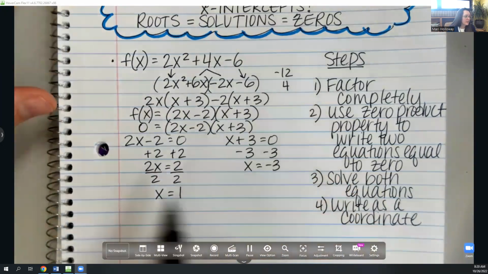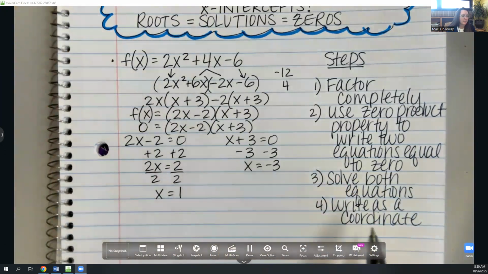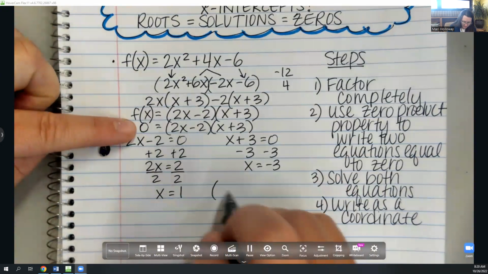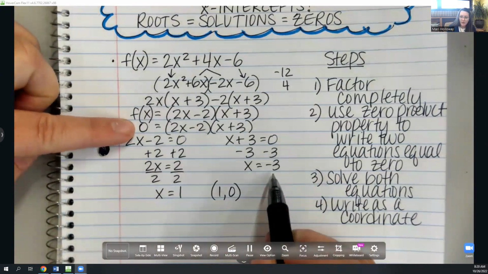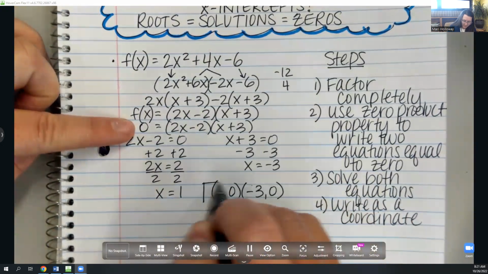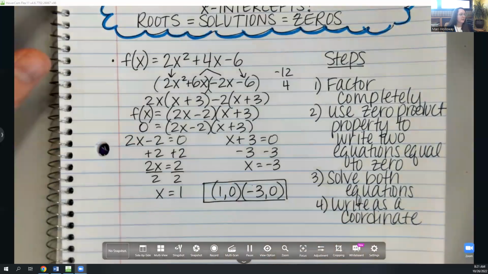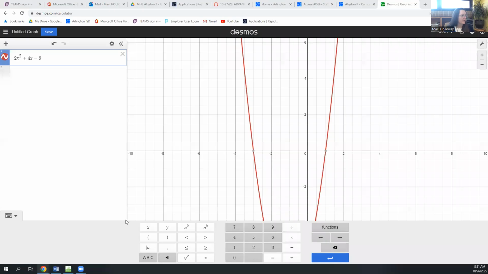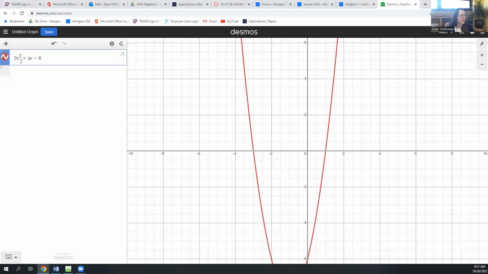So my solution is not just x equals 1 and x equals negative 3, but I'm going to write it as a coordinate. So when y is 0, x is 1. 1, 0. So when y is 0, x is also negative 3. So I'm going to write it like this. So these are my roots. 1, 0, and negative 3, 0. So let's look and see what that looks like on the graph. And here I've already put it in for us, 2x squared plus 4x minus 6. And you can see our zeros are 1, 0, and negative 3, 0. So we got the right answer. That's good. You can always check to find your zeros here.